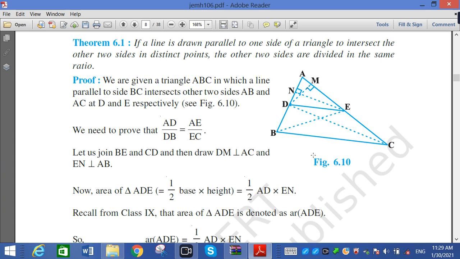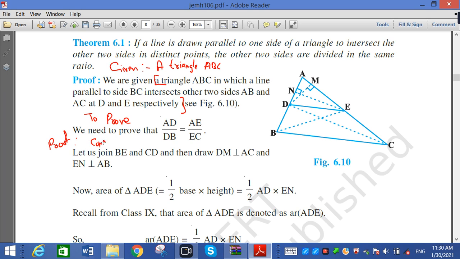First of all we have to write the given. What is given? A triangle ABC in which a line parallel to the third side BC intersects the other two sides AB and AC at D and E respectively. That is given. To prove, what do we have to prove? To prove that AD upon DB is equal to AE upon EC.